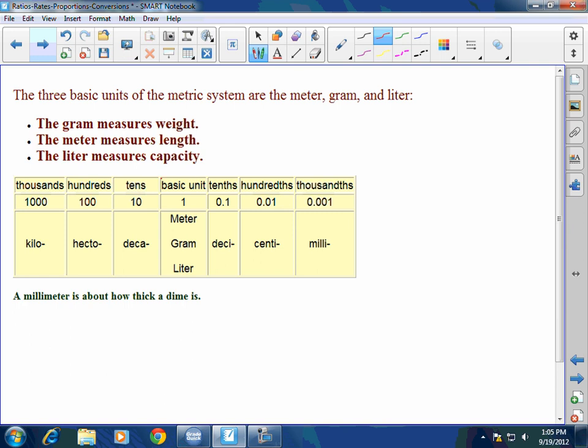Now, look at what we got here. The basic unit is a value of 1. That's 1 whole unit. Meter, which is distinguished as a little m. Gram, which is a little g. And liter, which is a capital L.